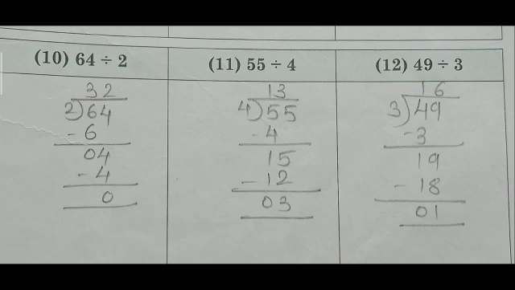Is that clear? So all these sums are there on page number 63 in your combined book, and today's homework is that you have to complete this in your combined book. Is this clear? Okay.